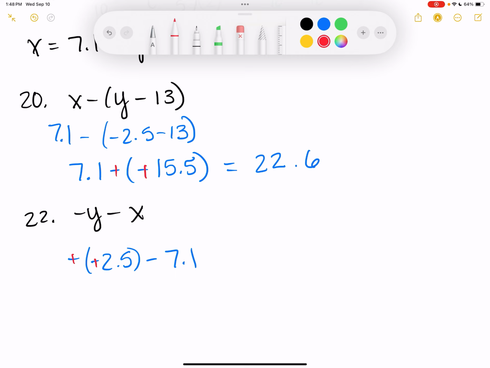All right, so then the answer, we do 7.1, what? 7.1 minus 2.5, keep the sign of 7.1, so it's going to be negative what? 4.6. Negative 4.6.